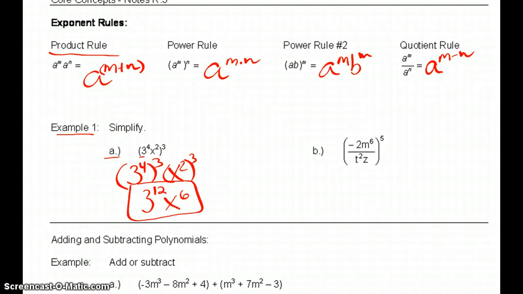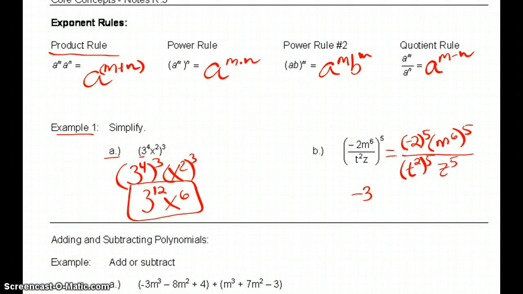In B, again, you want to distribute that 5, so we have negative 2 to the 5th, m to the 6th to the 5th, and then t squared to the 5th, and then z to the 5th. And that comes out as a negative 32, because 2 to the 5th is 32, m to the 30th, 6 times 5, and then we have t to the 10th, and z to the 5th. So everything is simplified, and you only see each variable once. So that's a little bit about exponents. We're going to actually revisit that in a few days.